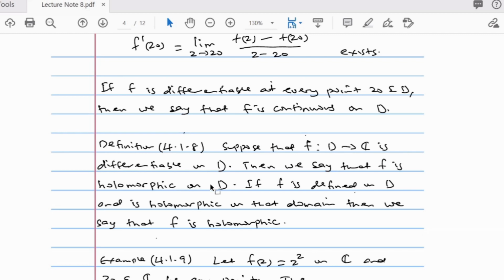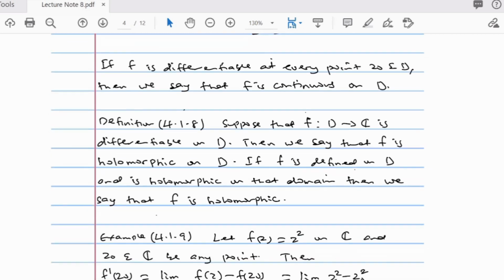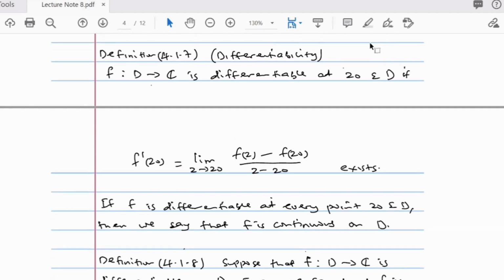So for now, just take differentiability as holomorphic. If f is differentiable on D, then f is holomorphic on D. So for now, not to confuse you, just take differentiability as the same thing as being holomorphic on the domain. If you want to show that a function is differentiable at a point z0 in the domain, you must compute this limit. I'll give you an example now. Once this limit exists at z0, then we say the function is differentiable at z0, and we denote the value as f prime of z0, which is the first derivative of f at z0.